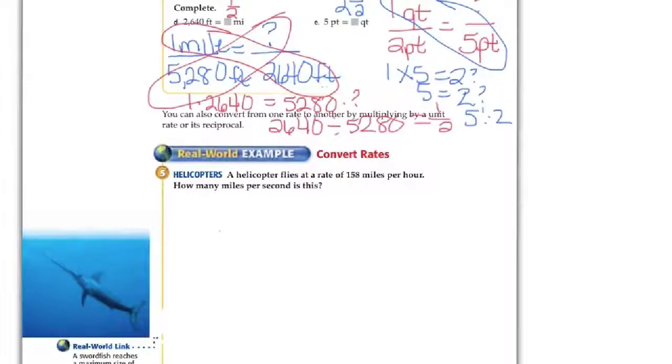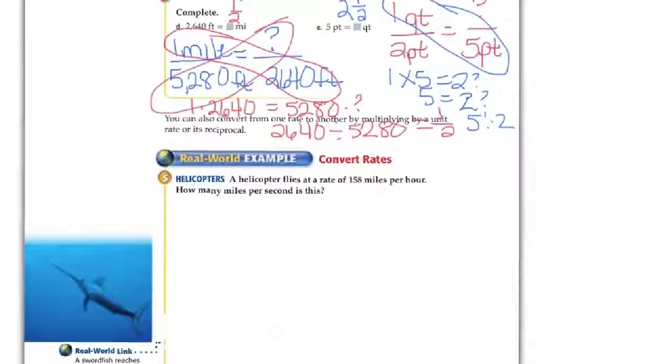Okay, now let's look at a real world example. We're going to convert a rate here on helicopters. A helicopter flies at a rate of 158 miles per hour. How many miles per second is this? Okay, this is going to be a little bit tricky. So we need to write down a few things that we know.